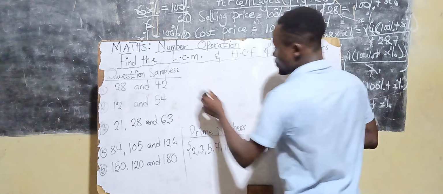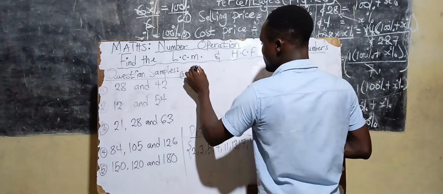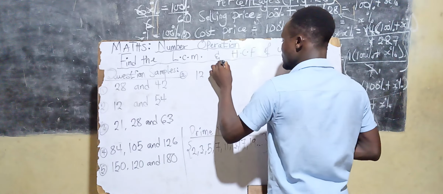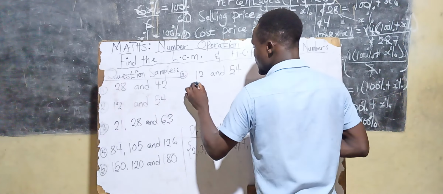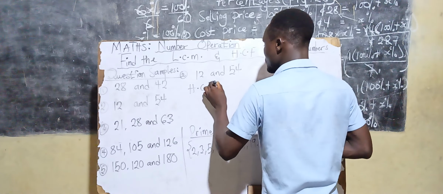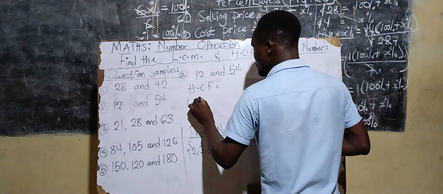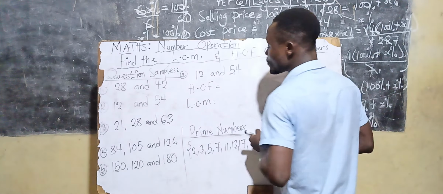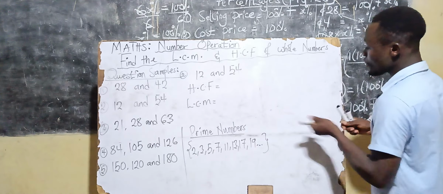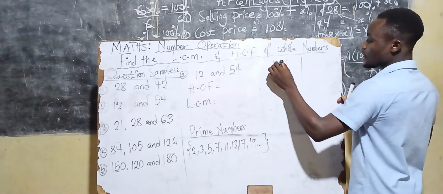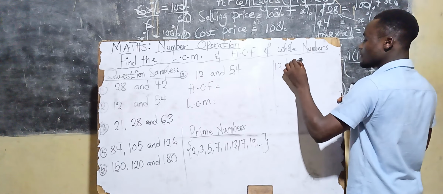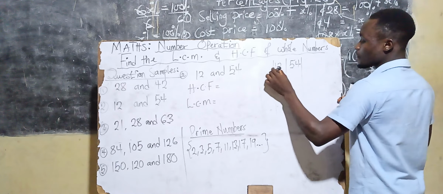So my question number 2, I've been given the number 12 and the number 54. So I've been asked to find the HCF and then the LCM for these two numbers. So in the same manner, I will draw my table. So I have the number 12 here. I have the number 54 over there.